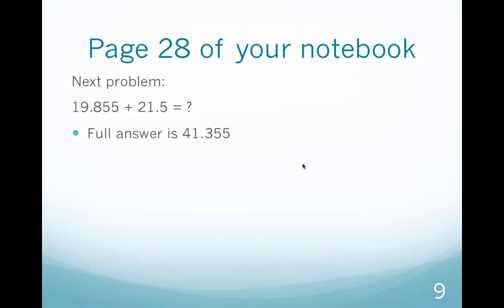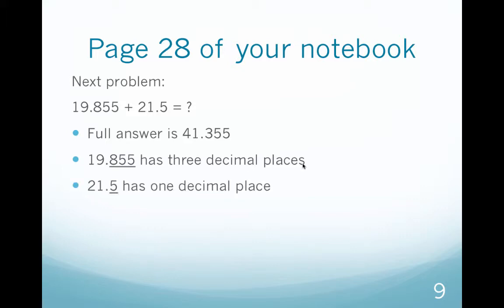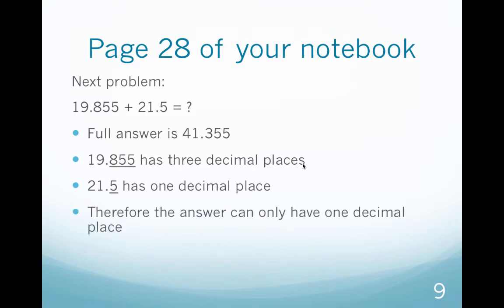All right, the answer you should have gotten is 41.355. That is the full answer. That is, however, incorrect. So let's go ahead and break it down. If you look, 19.855 has 3 decimal places. 21.5 has 1 decimal place. Therefore, the answer can only have 1 decimal place. The final answer is going to be 41.4.